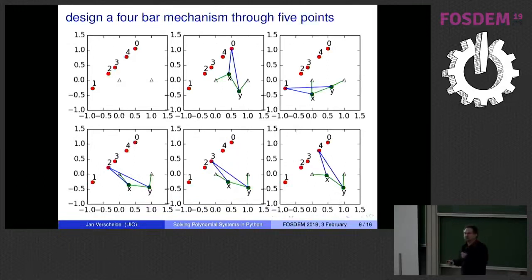The Python ecosystem is important. All these plots here were made by Matplotlib. With this slide, I want to say something about polynomial system solving and mechanical engineering. You have these 5 points here, and you want to design a mechanism, with these blue bars and these green bars here, so that it passes through all these 5 points. This is actually a classic. It's a variation of the Chebyshev mechanism. Every mechanical engineer must know this.